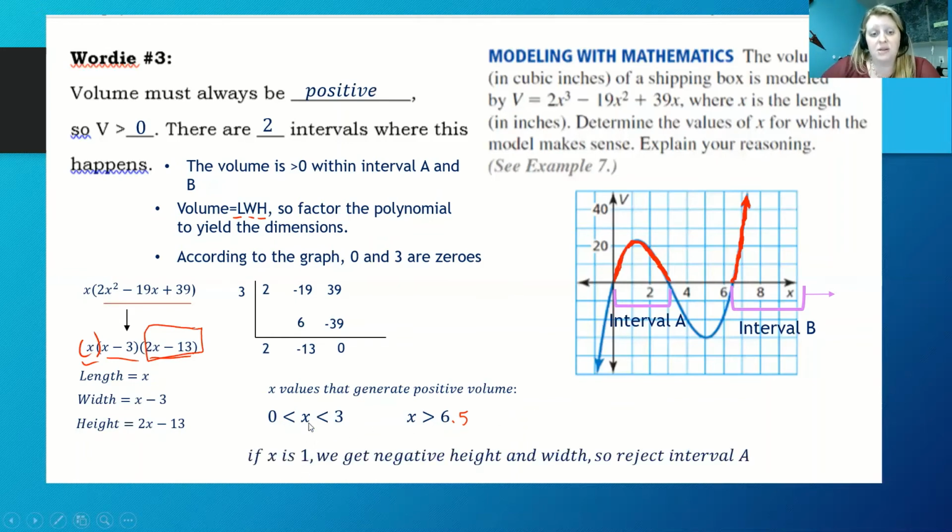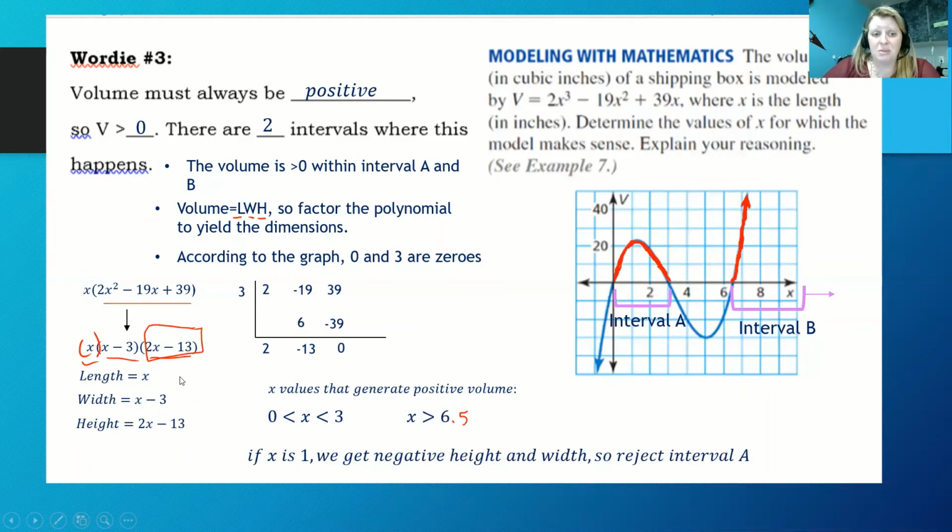If you pick a test point in the first interval, say 1, well, 1 is between 0 and 3, right? So at 1, looks like the volume is about 20, right? That's realistic. However, if x is 1, you need to check that with your dimensions. It says right here, x minus 3 is the width. So if you let x be 1, your width is -2, and your height is -11.